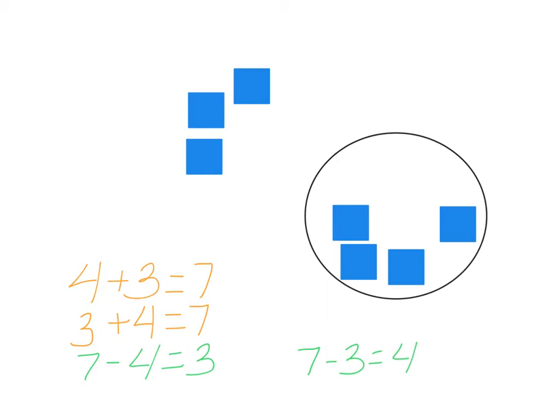Notice how all of these addition and subtraction facts are related. We're using the same numbers. 7 altogether, 3 in one part, and 4 in the other part. Knowing just one of these facts will help you remember the other facts.